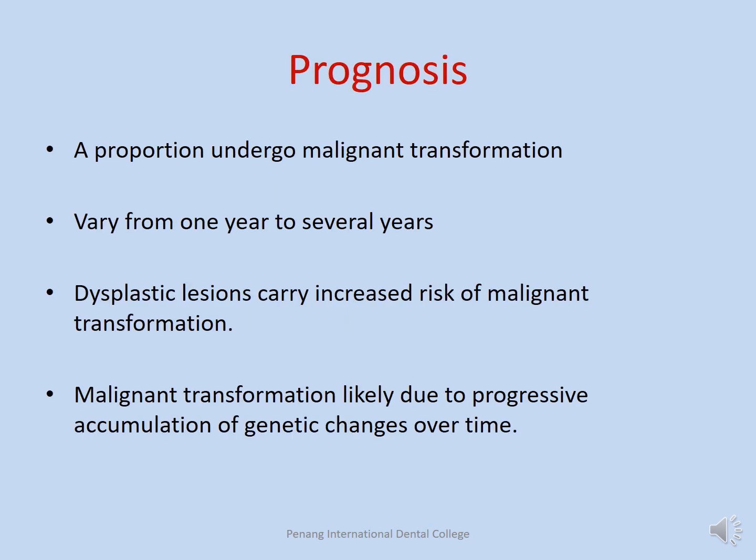So, okay, we have the clinical diagnosis. We've looked through the microscopic diagnosis. So, what about prognosis? What are we supposed to tell these patients? Well, a proportion of these dysplastic lesions will undergo malignant transformation. It varies anywhere between 1 year to several years, and dysplastic lesions carry increased risk of malignant transformation based on their grade. I'll tell you that. Malignant transformation is likely due to progressive accumulation of genetic changes over time.